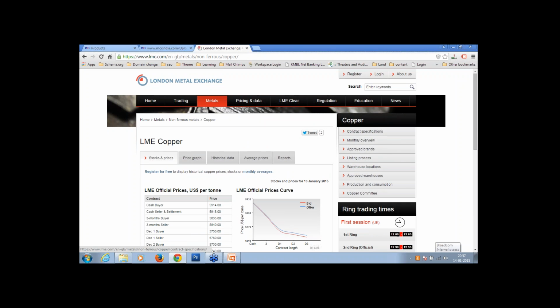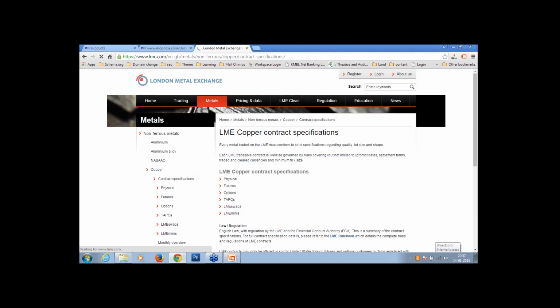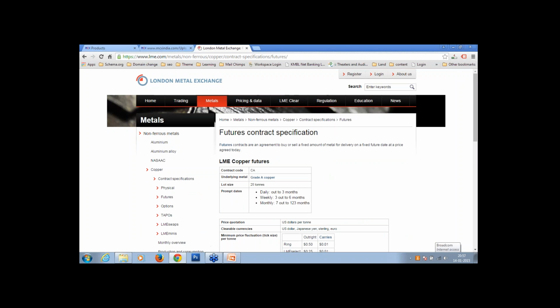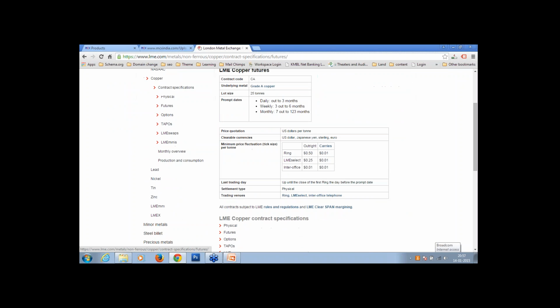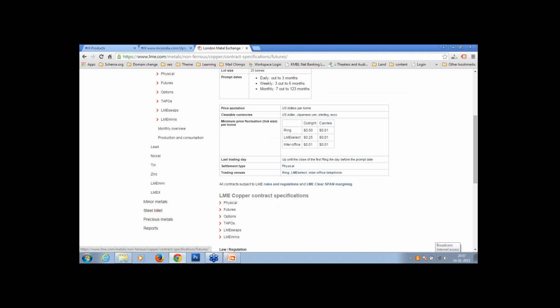and also I'll check the contract specification of the future contract. So we have the contract specification for the future contract of copper. The minimum lot size is 25 tons. Prompt dates daily, weekly and monthly. Then we have quotations in US dollars, and you can take the delivery in these four currencies.